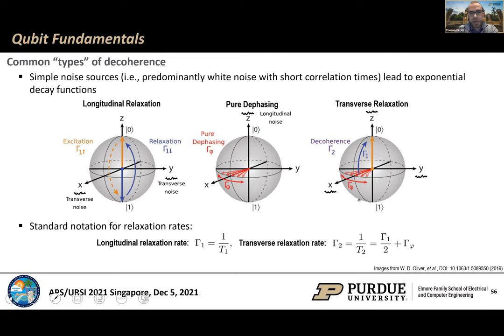You can have that same type of exponential decay for quantum states. Now, the ways that the quantum states can decay are a couple of different predominant ways, and so we're going to look at the terminology here. The first one we're going to talk about is longitudinal relaxation. This is called longitudinal because it occurs along the axis of the qubit.